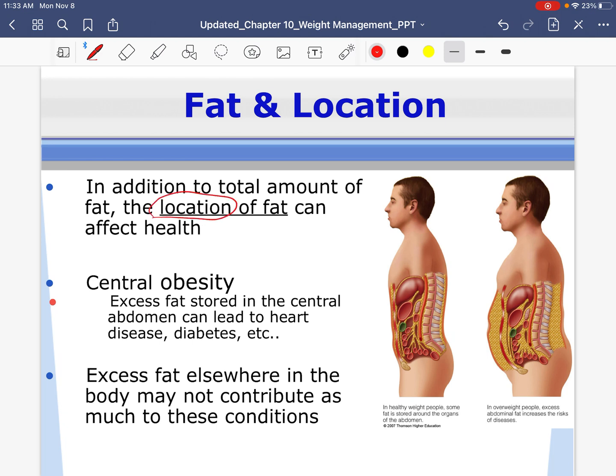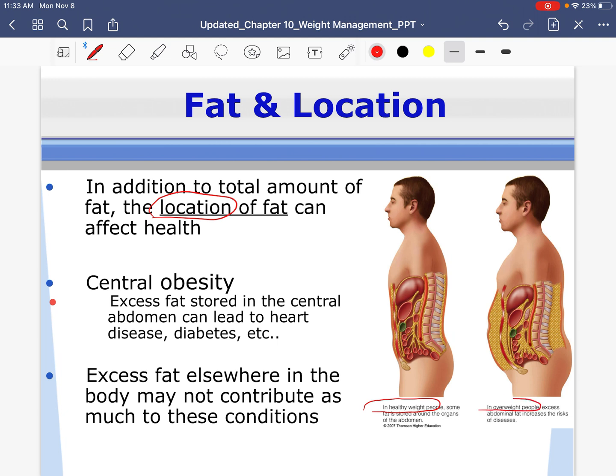What I do want to talk about is it's not just the overall fat. Overall fat matters, but it's also the location. The location of fat is also a consideration. So we have to consider both the amount of fat and the location of fat.